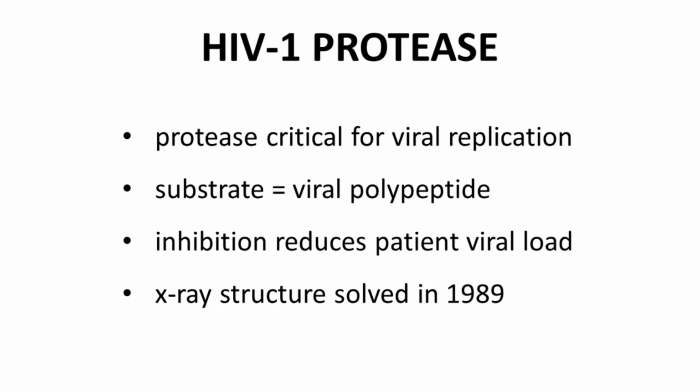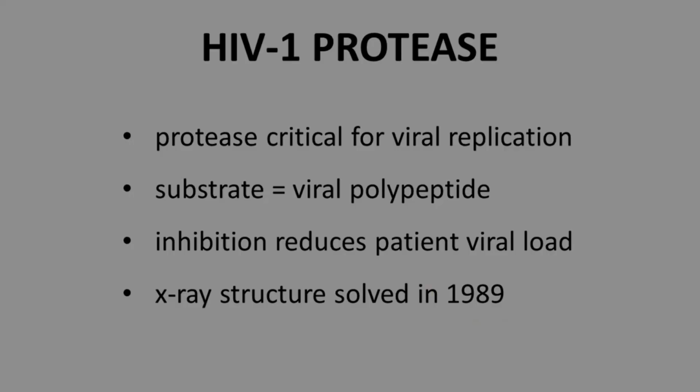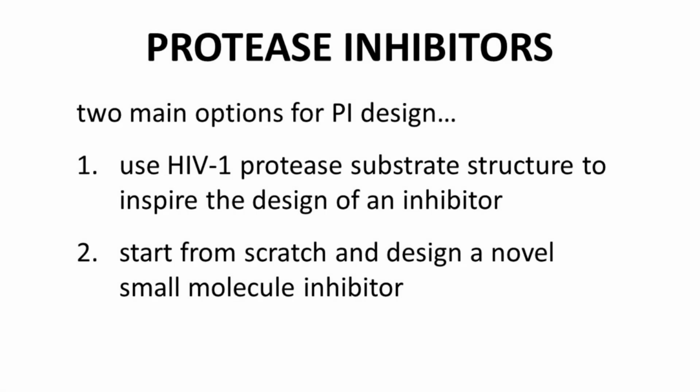Fortunately, a quality X-ray structure of HIV-1 protease was reported in 1989. At this point, researchers had two options. Option 1, design an HIV-1 inhibitor based on the structure of the viral polypeptide. This is an example of a peptide lead. Peptide leads tend to show great on-target potency, but achieving good PK properties is hard. Peptides tend to have poor stability in the stomach, and they often fall outside of Lipinski's rules.